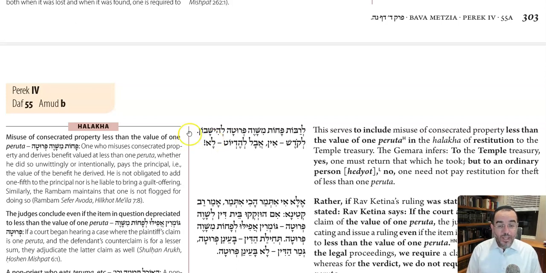There is a claim. And so we can derive from this that only if it's a consecrated item, then yes, you have to pay less than a piruta. But if it's a non-consecrated item, just interpersonal, then there is no claim for something less than a piruta, and the betin does not have to adjudicate such a case. So this is a braita against Rav Katina.